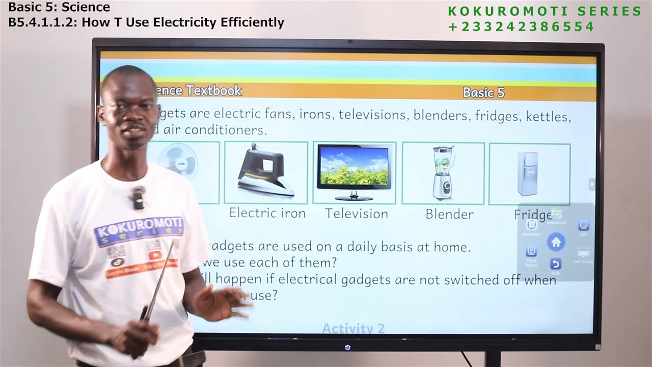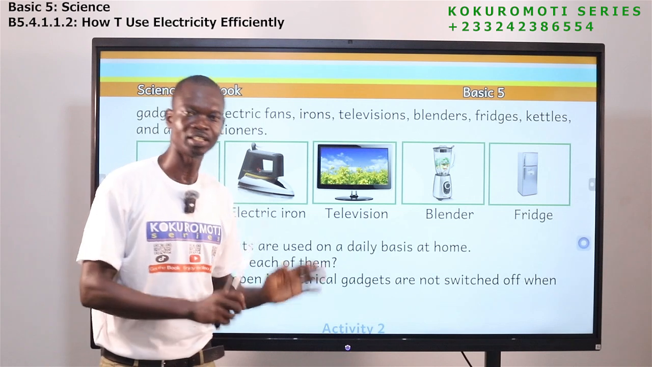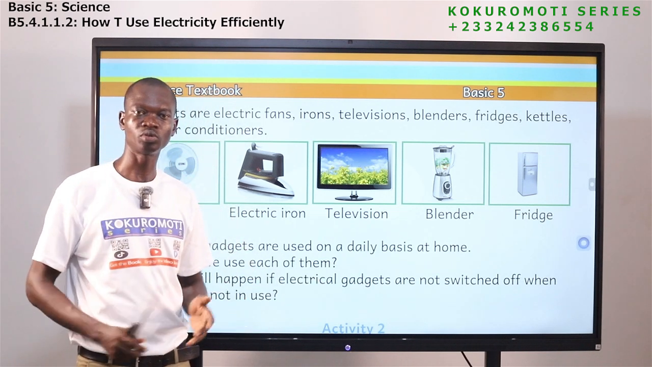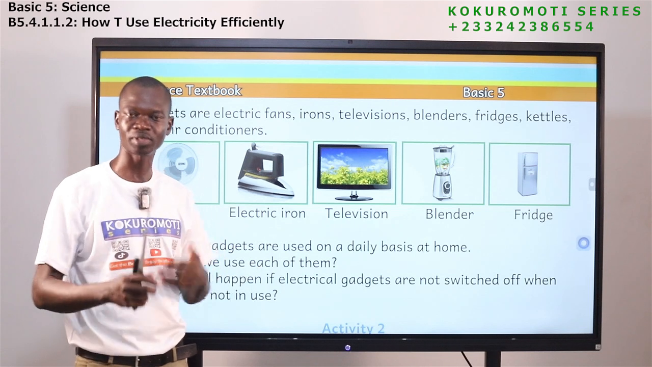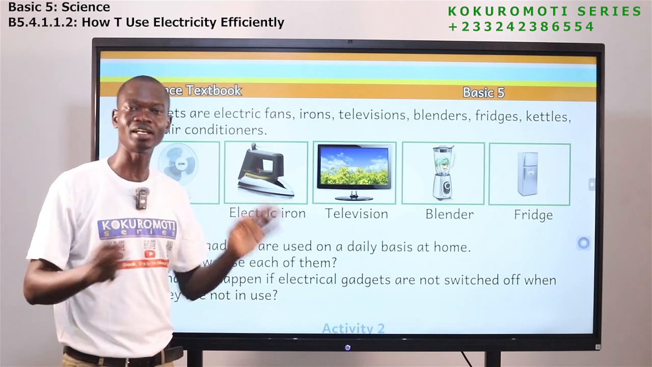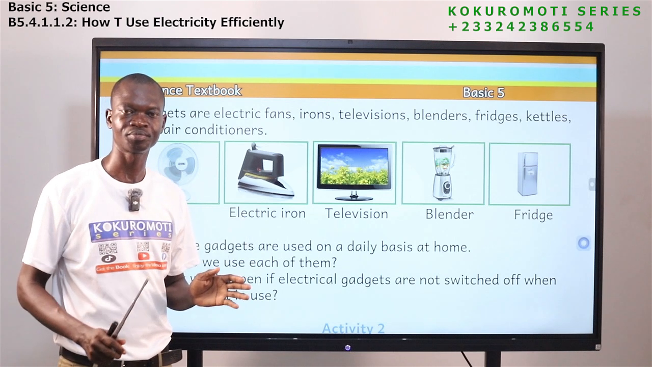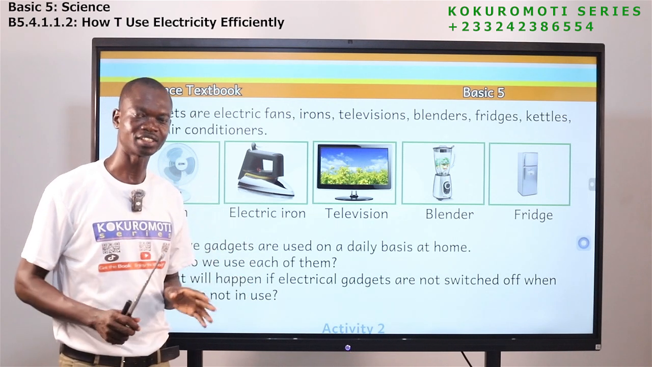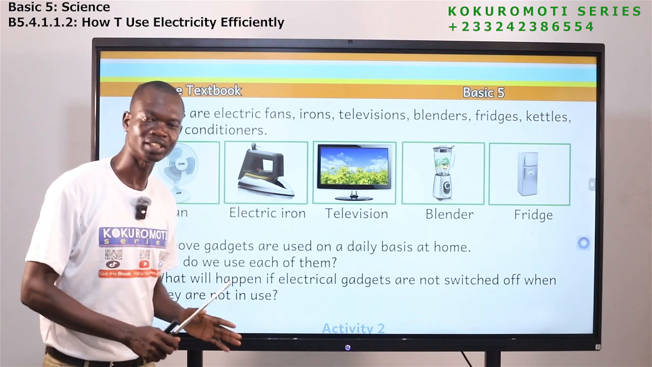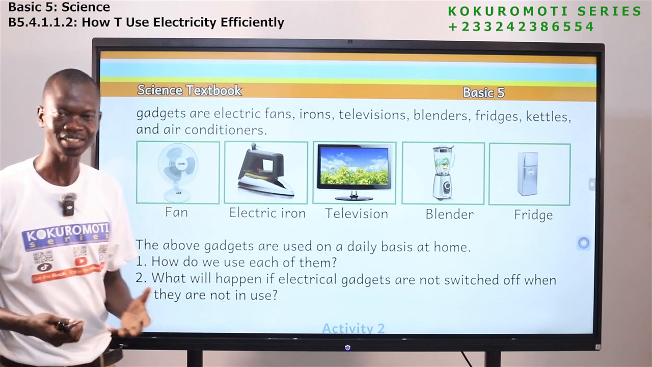We depend on electricity. In the house, even when we go to church, we go to school, we go to banks, we go to marketplaces, they all use electricity. There are some places without electricity, they can't work. So you should know that electricity is very important. So we need to know how to use it in a way that we will not waste it.